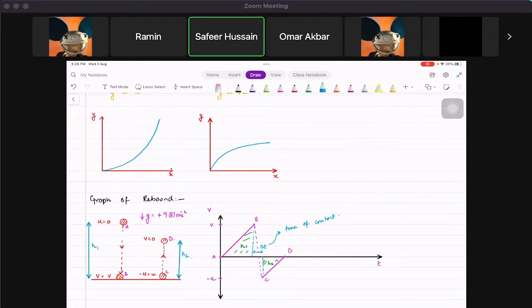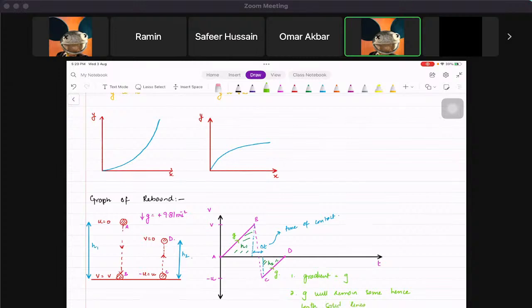Okay. Now if you find the gradient of the graph from here or here, the gradient will be g. The reason is that it shows the acceleration, and you need to understand g will remain the same. Hence, both solid lines will be parallel because they need to show the same gradient. That's why. Is it clear?